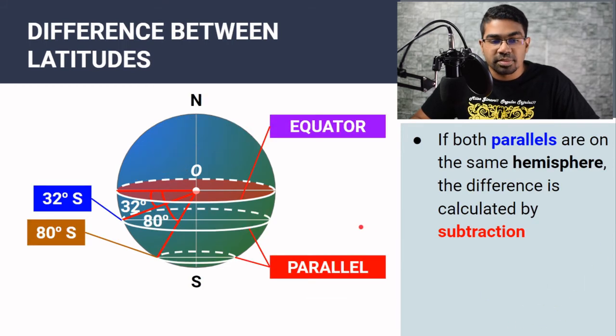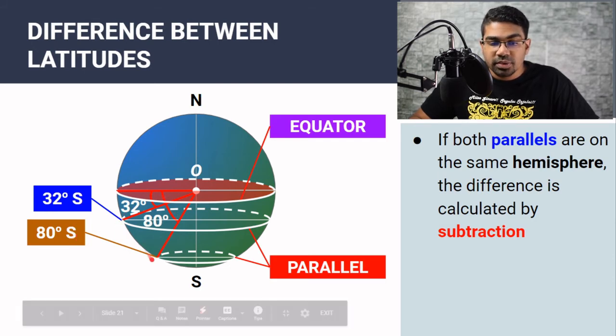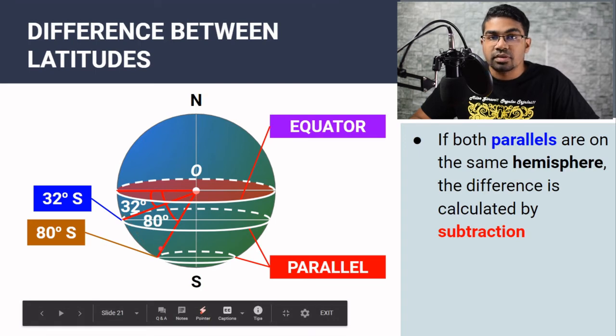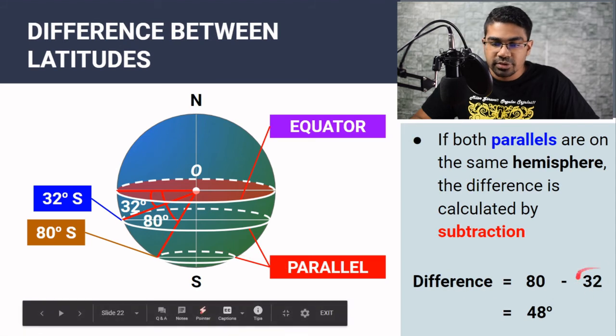Same as with the southern hemisphere. If we have two latitudes here, 32 degrees south and 80 degrees south, if we want to find the difference between these latitudes, all we have to do is subtraction. We take the larger one, 80 degrees minus 32 degrees. So we get 48 degrees.